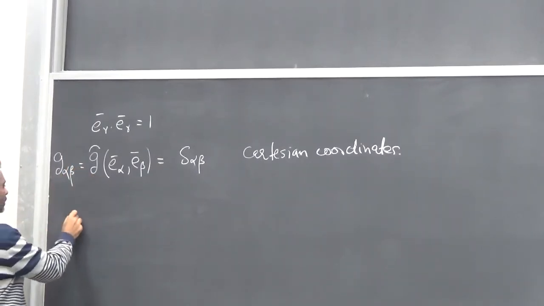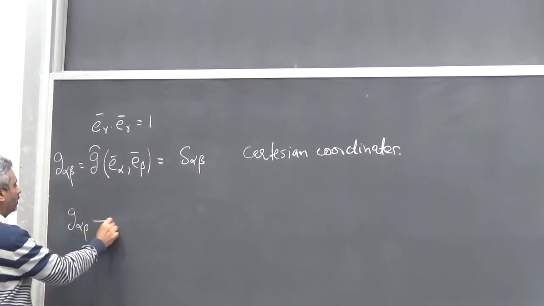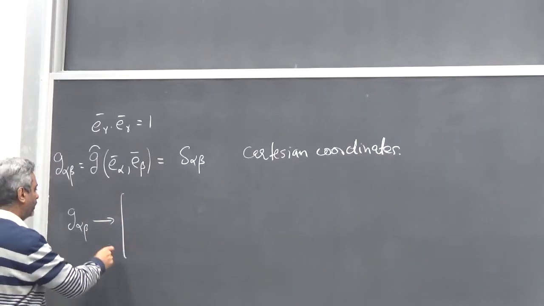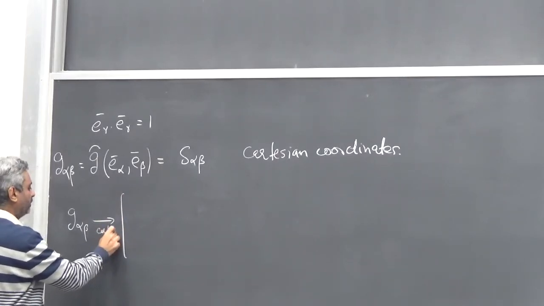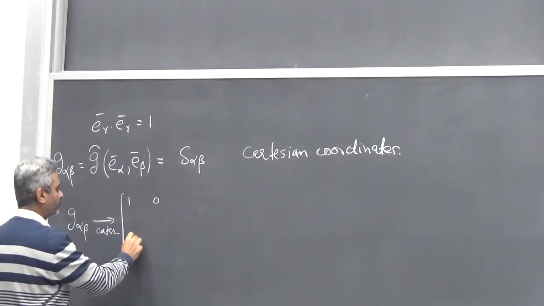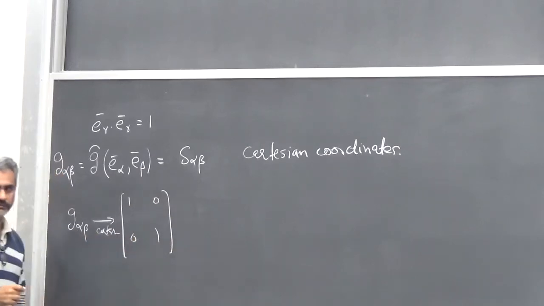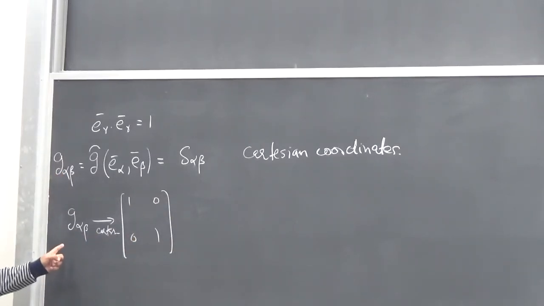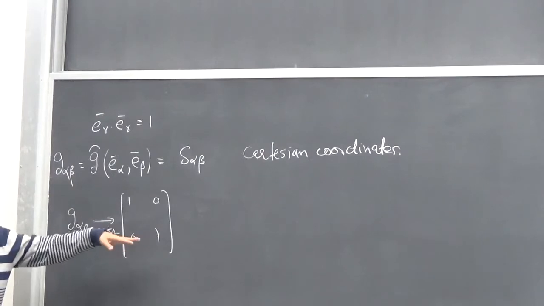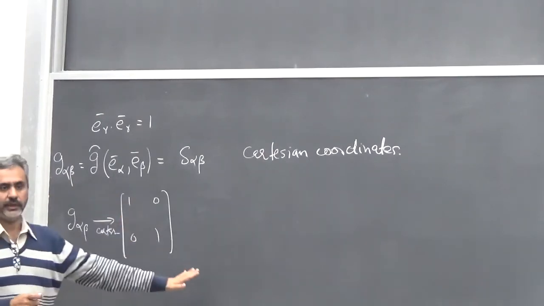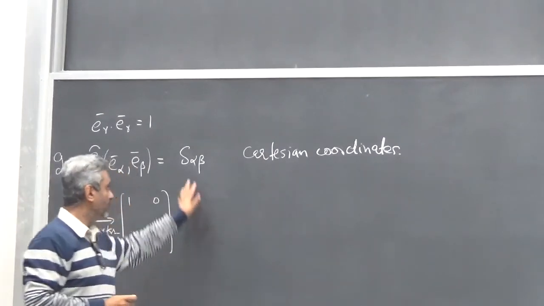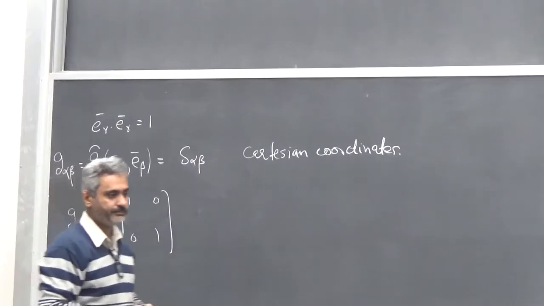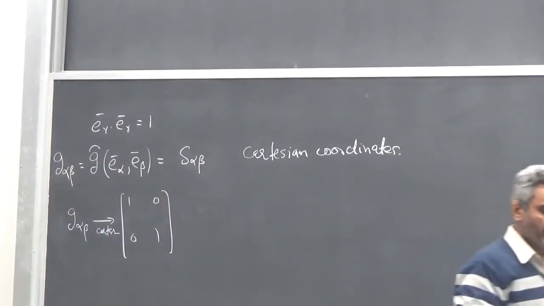And so in the Cartesian coordinate system, this is 1, 0, 0, 1 as a matrix. Remember, we're in R2, right? In Rn, this would just be an n by n matrix with the same property. Okay.